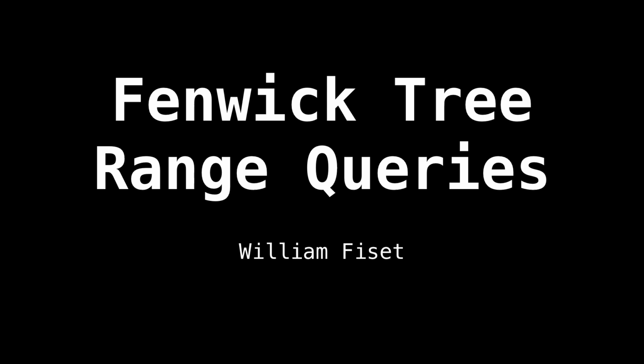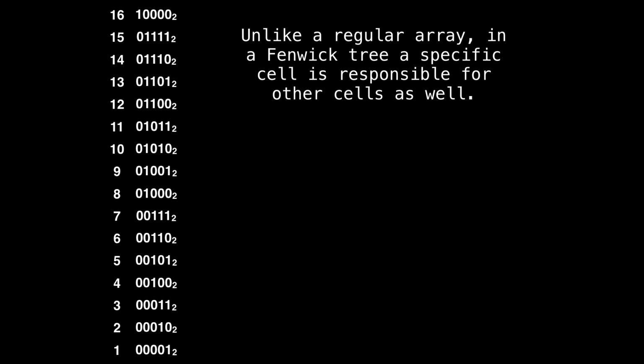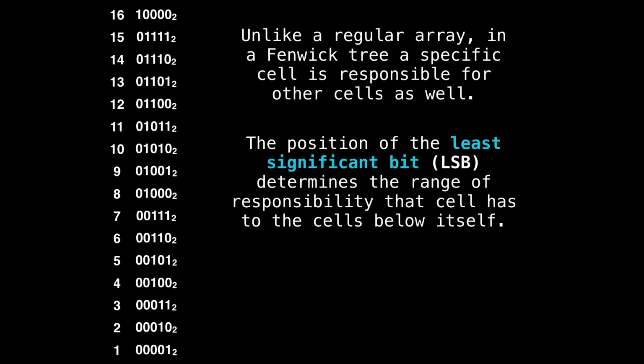Okay, so let's look at how we can do range queries on this thing. First thing you need to know is that unlike a regular array, in a Fenwick tree, each cell is not responsible for itself, but rather for a range of other cells as well. So we're going to say that a cell is responsible for other cells depending on what the value of its least significant bit is in its binary representation. So on the left, I have a one-based array. Fenwick trees are one-based. That's very important. And on the side of that, I also put the binary representation of each of the numbers so you can clearly see what they look like in binary.